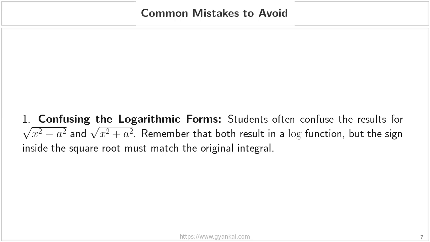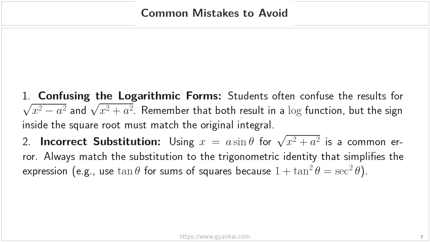1. Confusing the logarithmic forms. A very frequent error is mixing up the final results for the integrals involving the square root of x squared minus a squared and x squared plus a squared. Remember, both of these integrals do lead to a natural logarithm, a log function, in the final answer. However, pay very close attention to the sign inside the square root in the original integral. The sign inside the square root in your final logarithmic answer must match the sign in the original integral. So, if you started with the square root of x squared minus a squared, your final answer's square root term must also be x squared minus a squared. Don't swap them.